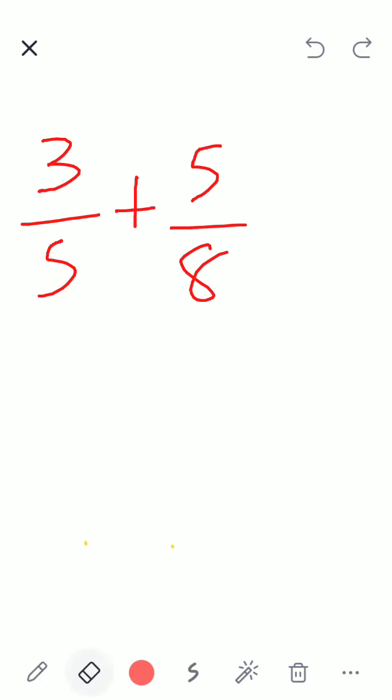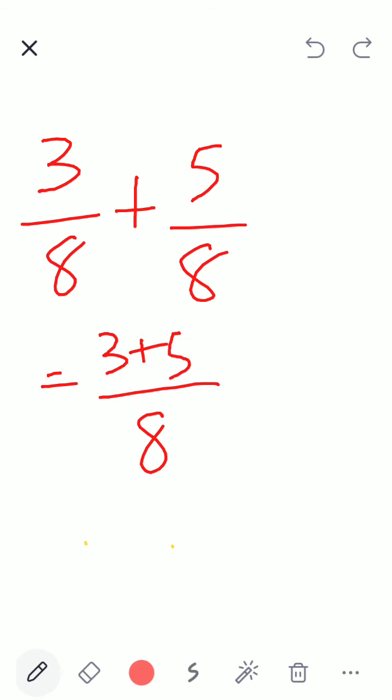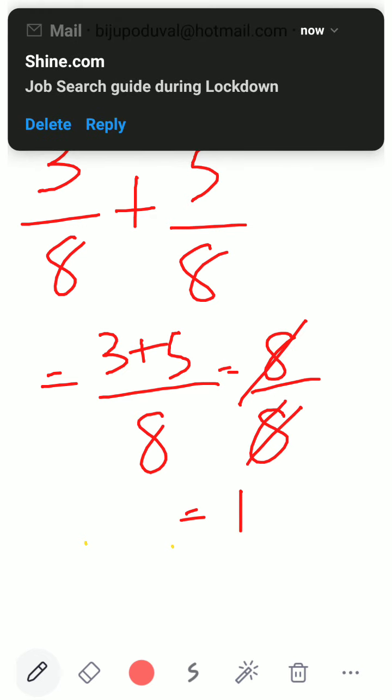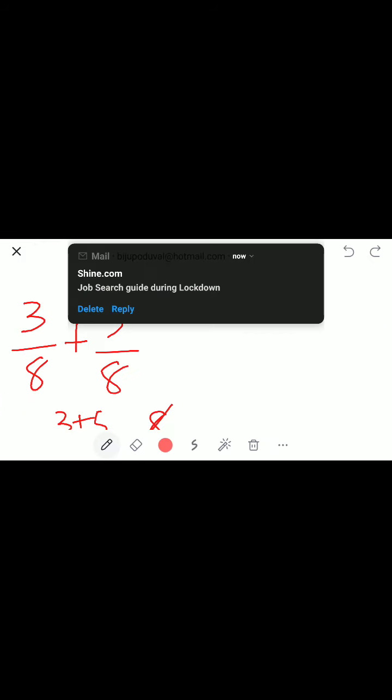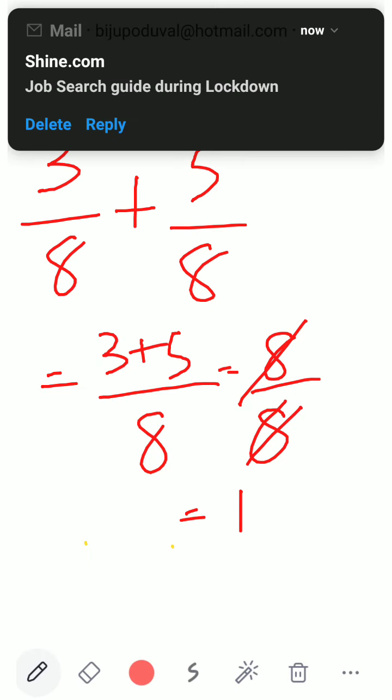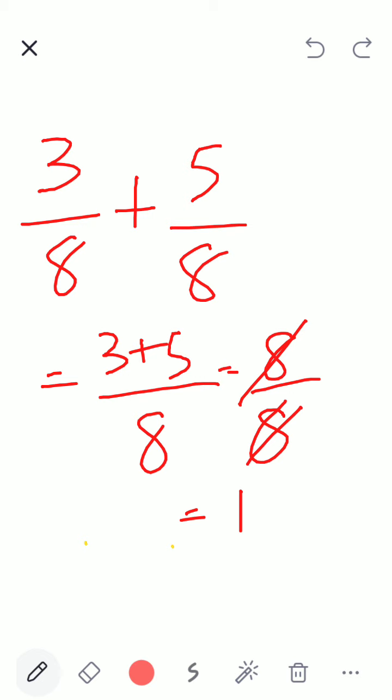Sorry, 3 by 8 plus 5 by 8 equals 3 plus 5 over 8, which is 8 by 8. 8 and 8 cancel, equal to 1. Clear? Okay, good.